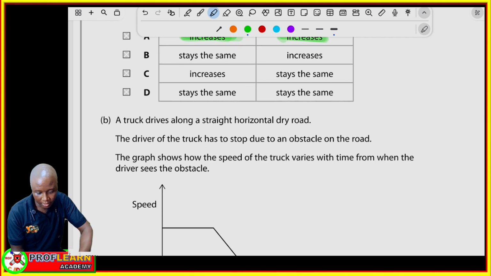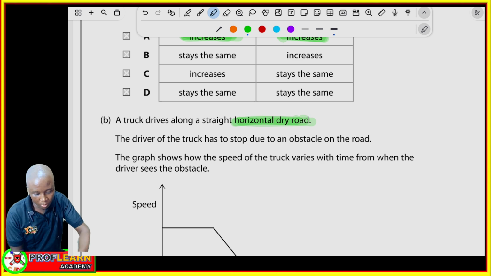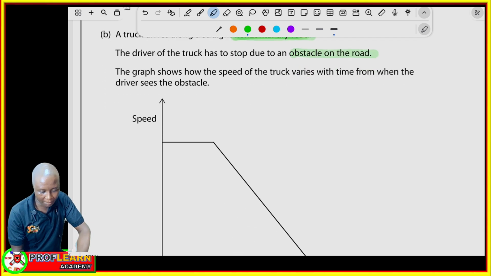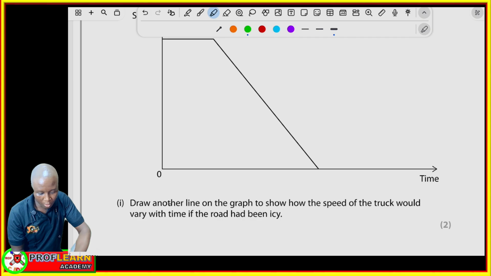A truck drives along a horizontal dry road. We are going to graph what happens if the truck has to stop due to an obstacle on the road. The graph shows how the speed varies with time. Draw another line on the graph to show how the speed of the truck will vary when the road is icy.